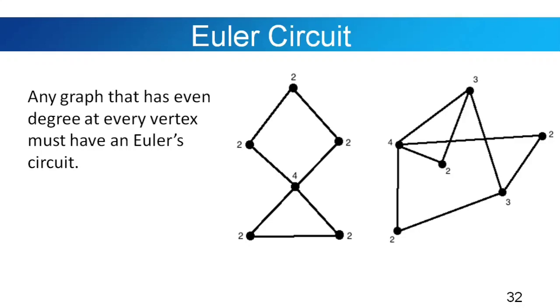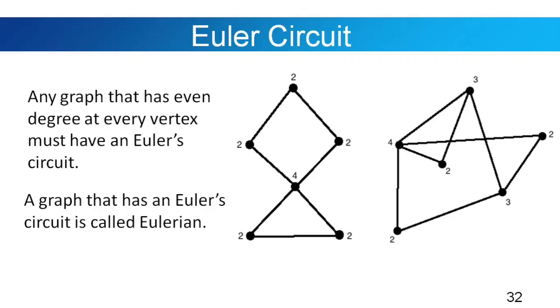Now, any graph that has even degree at every vertex must have an Euler circuit. So we will have an Euler circuit if the degrees of our vertices are all even. A graph that has an Euler circuit is called Eulerian. So if we find out that our graph has an Euler circuit, then we can call that graph an Eulerian graph.